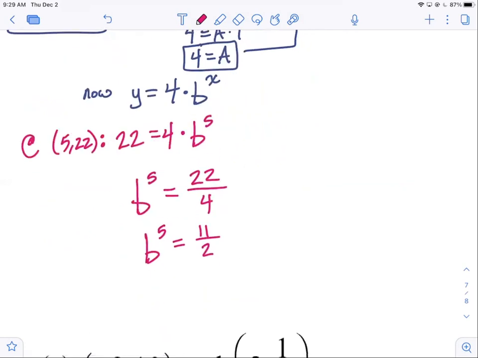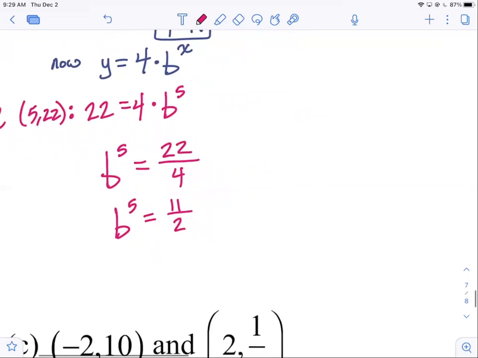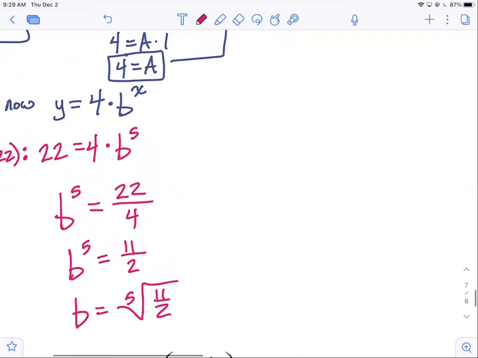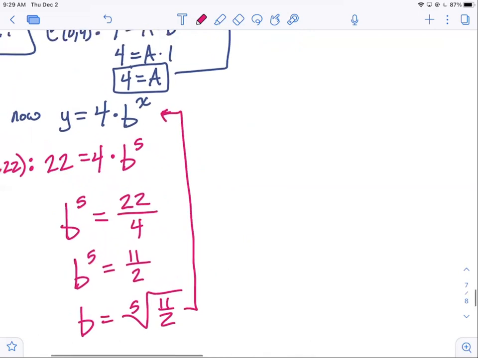And now, how do I undo raising something to the 5th power? Not the square root of 5. We call it the 5th root. We take the 5th root of both sides. The 5th root of b to the 5th is b, and we end up with the 5th root of 11 halves. Okay. Now, that is, to quote Lenny over here, that's a janky base, right? Yeah, but I could plug it in, right? I get y equals 4 times the 5th root of 11 halves to the x power.